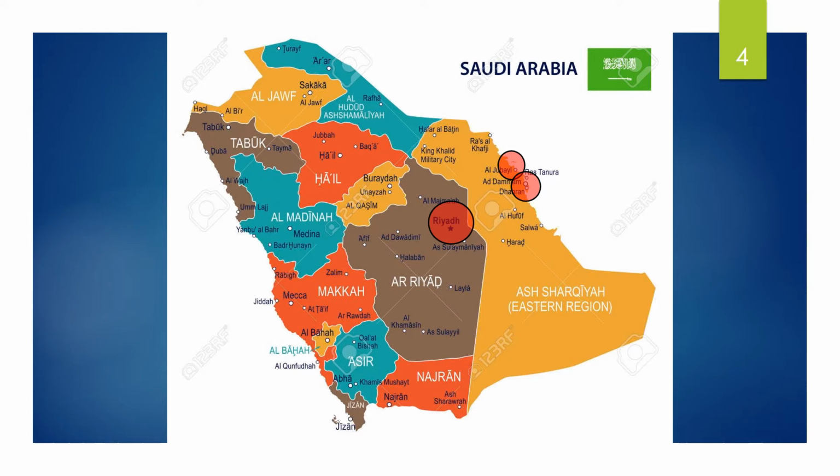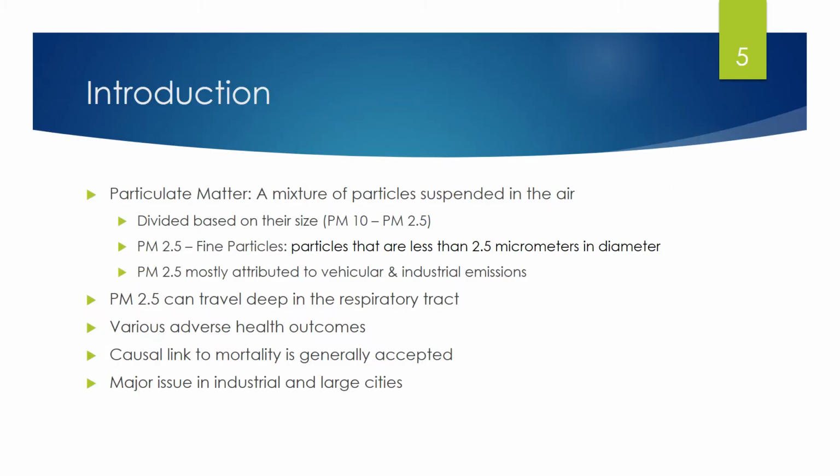And in fact, a recent study estimated that life expectancy in Saudi Arabia is reduced by 1.5 years due to particulate matter 2.5 pollution. So the question is, what is particulate matter? Particulate matter refers to a mixture of particles that are suspended in the air, and those are divided based on their size. The first type is PM10, or particulate matter 10, and this refers to particles that have a diameter that is less than 10 microns or 10 micrometers. And to put it in perspective, this refers to the diameter of a human hair.